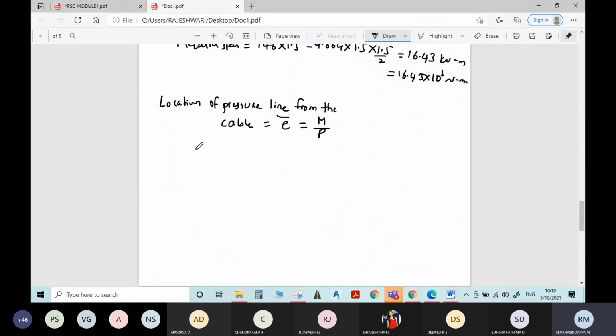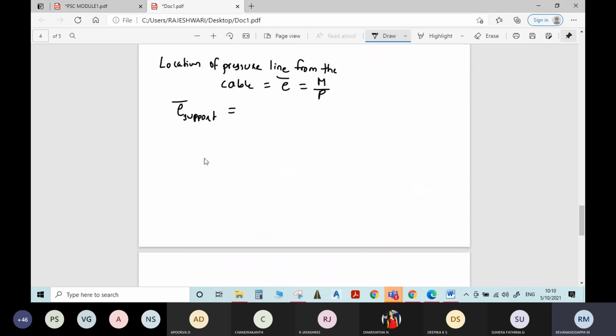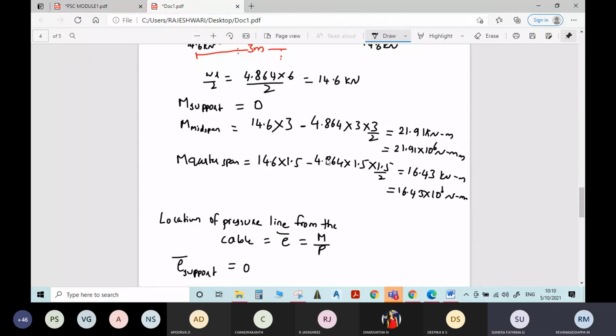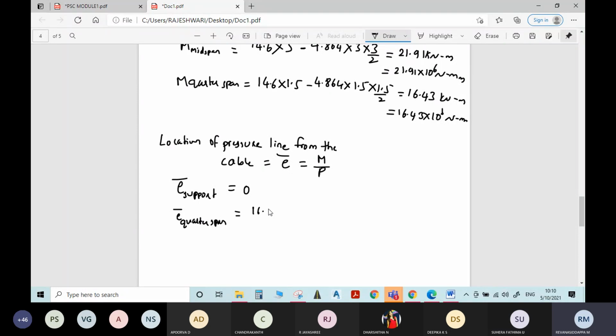Now you go on finding location of the pressure line at each and every point. First at support, E support is equal to, it will be 0 only. Moment at support is 0. Then E bar at quarter span you find. Moment at quarter span is 16.43 into 10 power 6 divided by the pre-stressing force, which is 180 into 10 power 3. So what's the location? What is the answer?